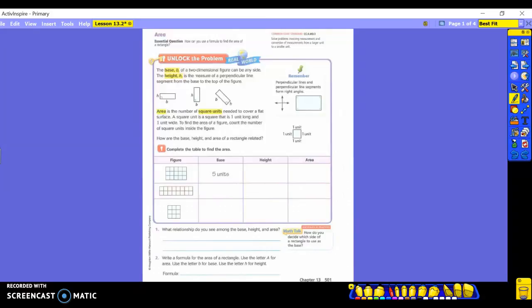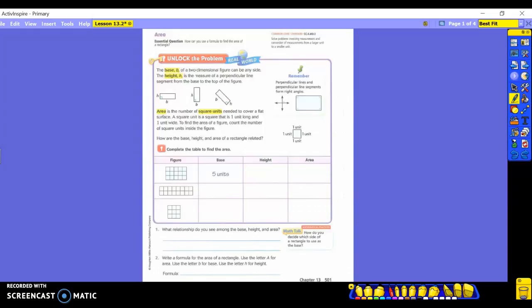Area is the number of square units that is needed to cover a flat surface. So this is the inside of the shape. Yesterday we discussed the outside. A square unit is a square that is 1 unit long and 1 unit wide. To find the area of a figure, you're going to count the number of square units that are inside the figure. And if they don't give you little square units, then you're going to have to learn how to figure it another way. Here is your reminder of perpendicular lines and perpendicular line segments forming right angles so that you can figure out your base and your height together. So that gives you a little bit of a refresher.